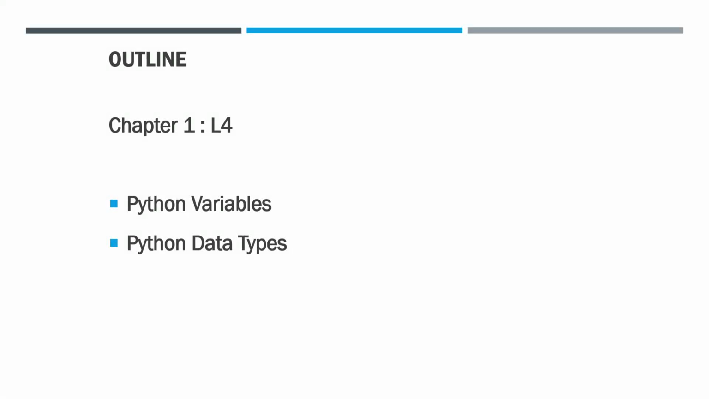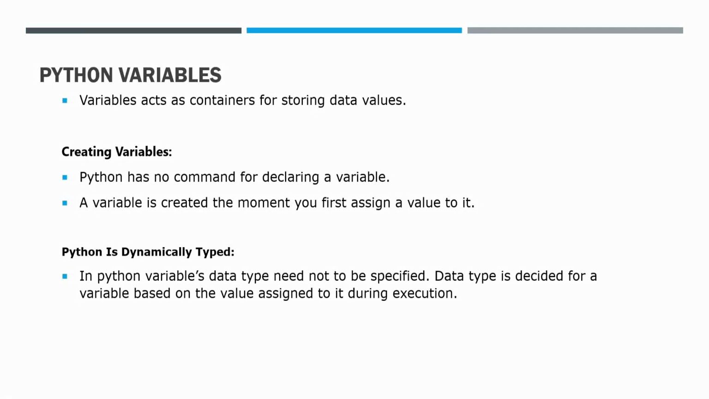Hello everyone. In this video, we are going to discuss Python variables and Python data types. So, in any programming language, we know that we need containers of data. Variables act as containers for storing data values. In Python, creating variables is very simple as Python has no command for declaring a variable.